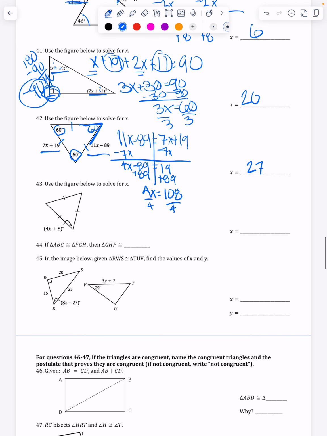Okay, and then down here, because these are marked congruent, I know that all these angles are also going to be congruent, which means they all have to be 60 degrees, right? Because the three angles of a triangle must add up to 180. And if they're all equal, 60 is the only number that would do that. So we're going to do 4x plus 8 equals 60 degrees. I'm going to subtract 8 and get 4x equals 52. And divide by 4 and get x equals 13.